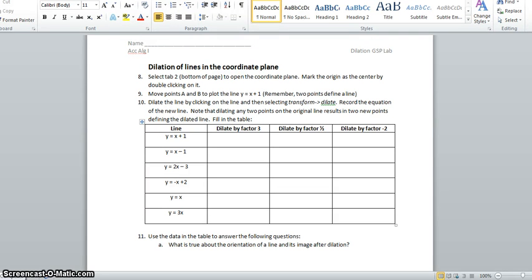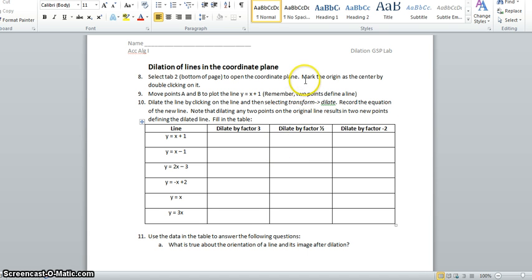Okay, here we are on the second page of the line dilation lab that we did in the computer lab with Geometer Sketchpad. And as usual, we have to follow the directions step by step. Step 8 here says select tab 2 at the bottom of the page. I'm going to go over to my Geometer Sketchpad file and do that to open the coordinate plane.